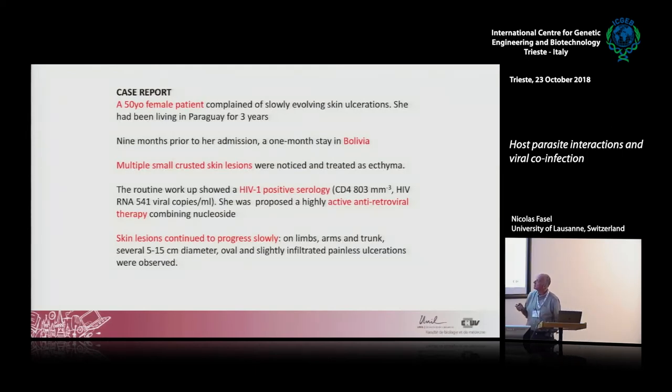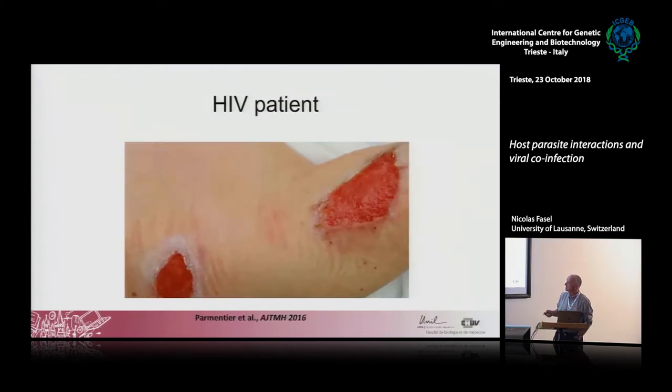When she came back to Switzerland, at the same time they found out that she was HIV positive, and they started the treatment. This is the number of CD4, the number of RNA copies, and then she was proposed an antiretroviral therapy. But even if she was able to control the HIV infection, the lesions continued to progress slowly, and she started to have them on the limbs, arms, and trunk, with very big lesions. I can show you the type of lesions she had. And it was going on and on.